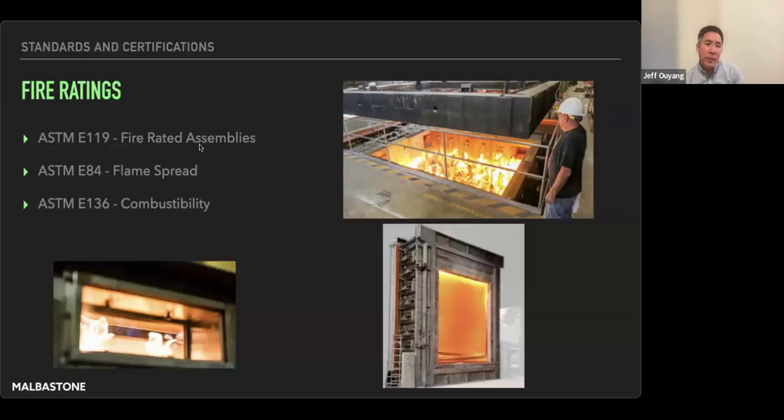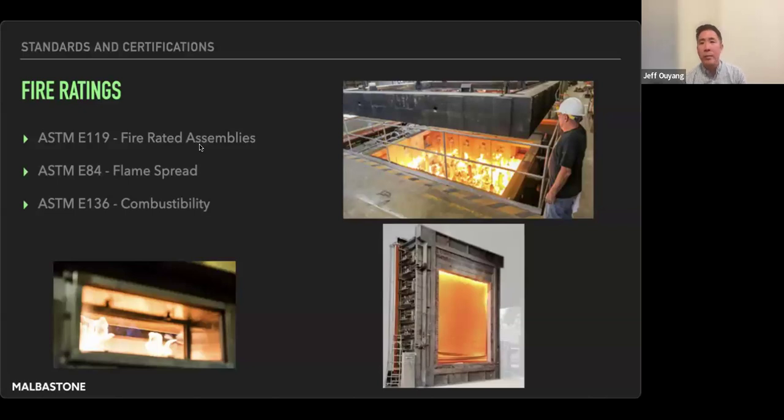So here are different ASTM test standards. E119 is the test standard for assemblies. That would be for floor assemblies and wall assemblies, and that's what you typically see with the 1 hour, 2 hour, 3 hour ratings. ASTM E84 talks about flame spread, and those are both required. Both of these tests are requirements for AC386.